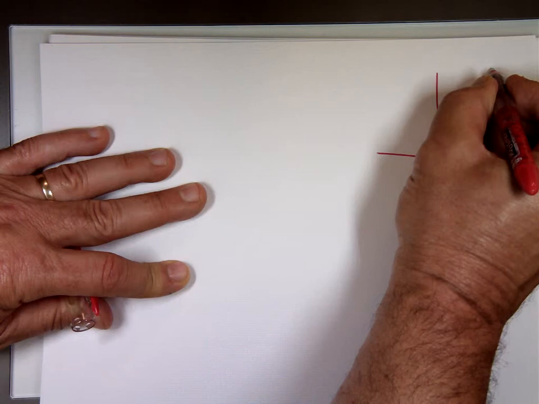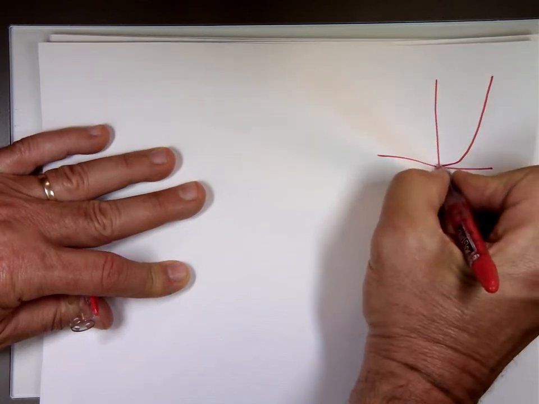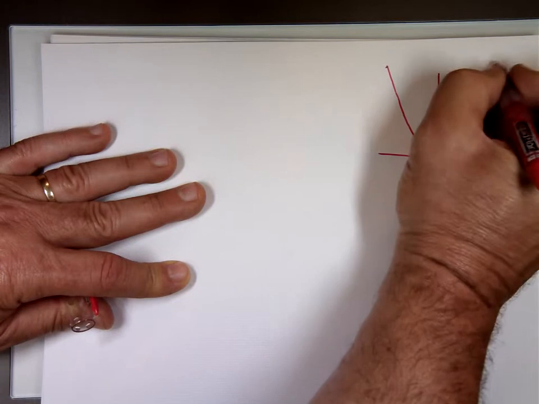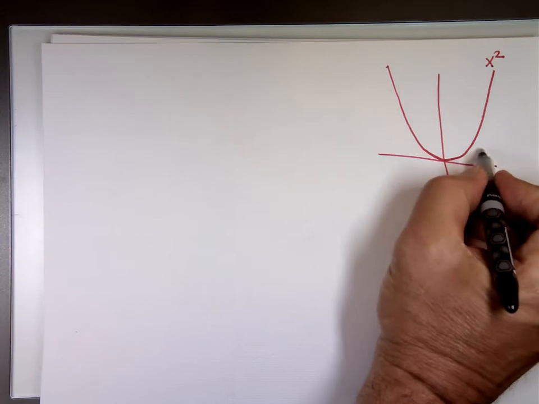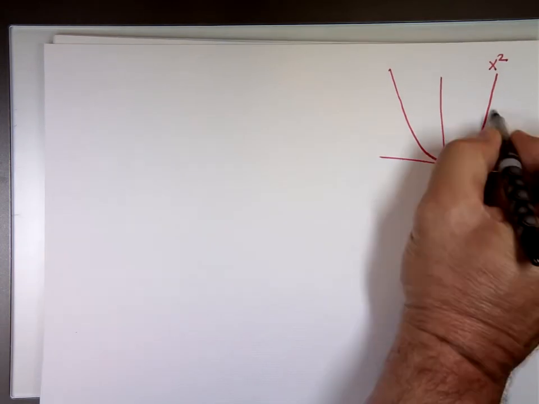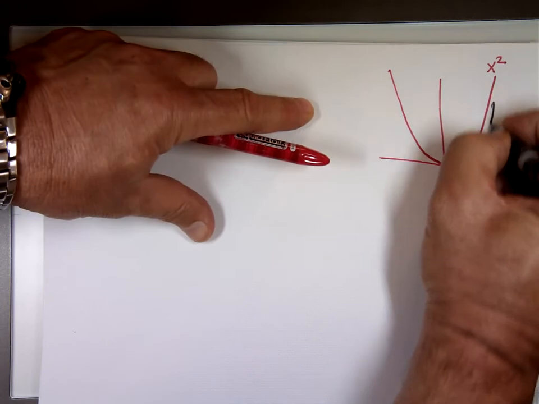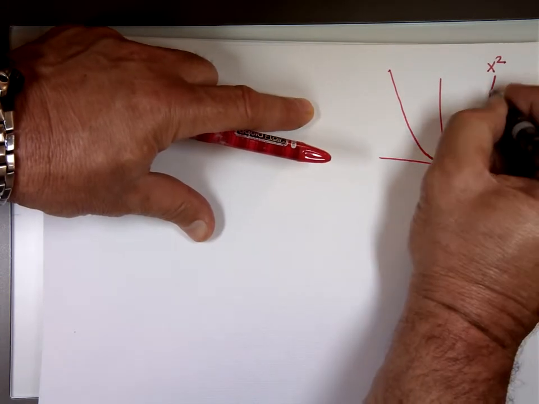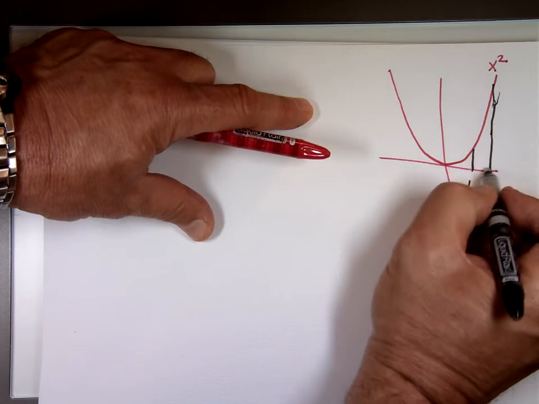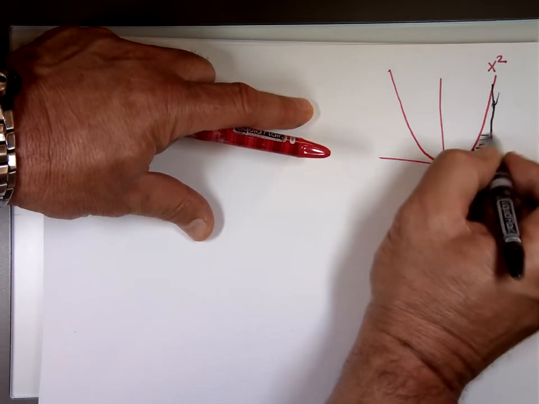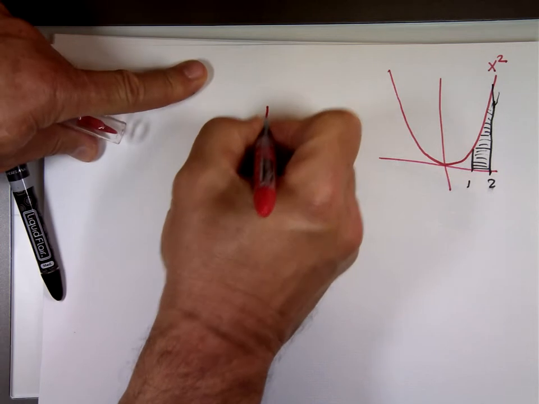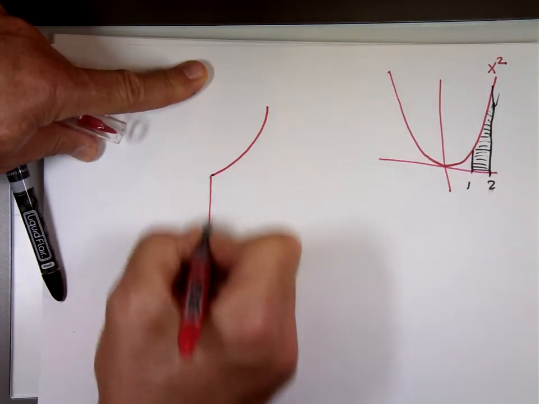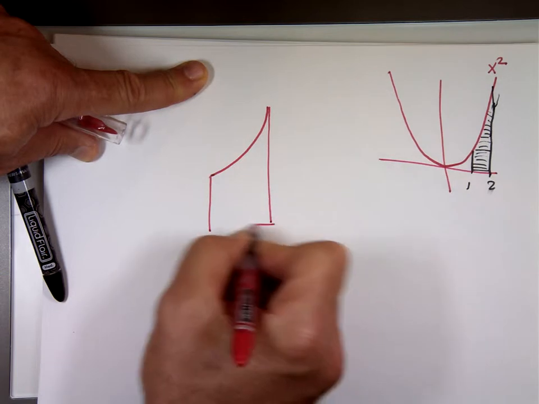Y equals x squared, what kind of a shape? Parabola, right? This is x squared. And let's say I want to find the area between 1 and 2. This is the 1, and this is the 2 here. I want to find that area between them. Now we've got a problem. That's not a straight line. If I zoom in on that picture, because I made it bigger, it looks like this. This is the 1, this is the 2.